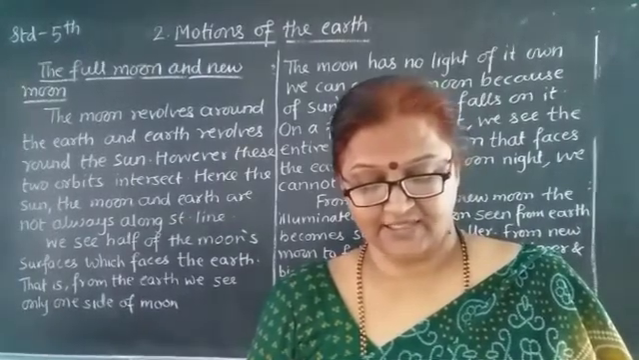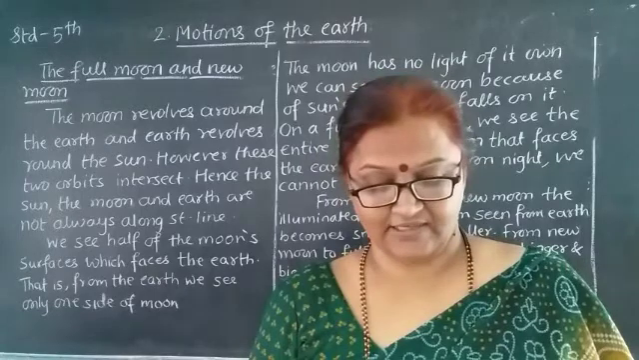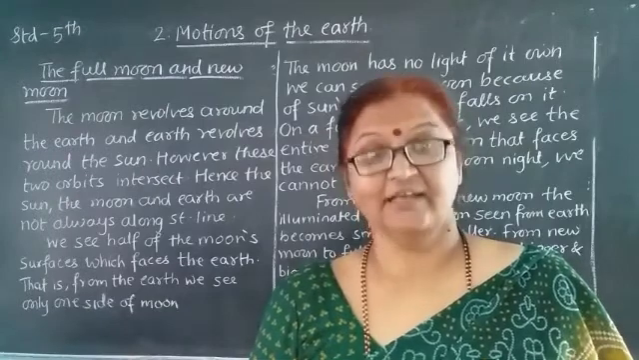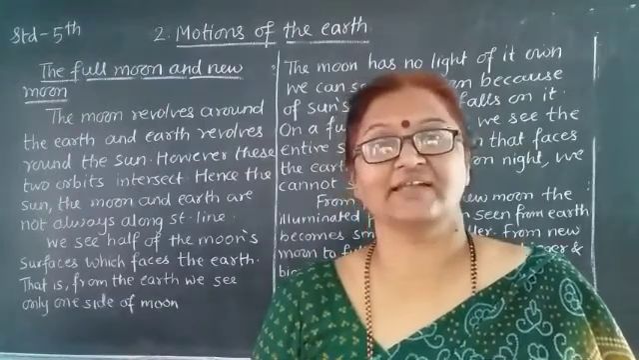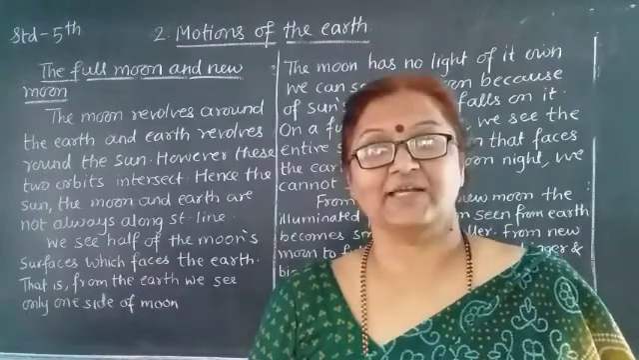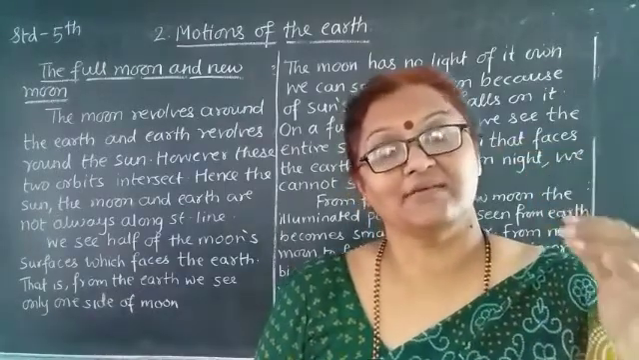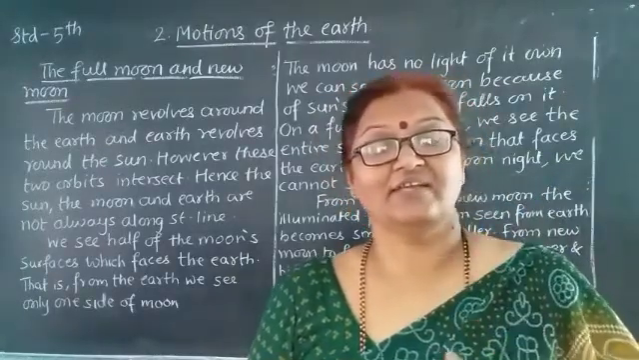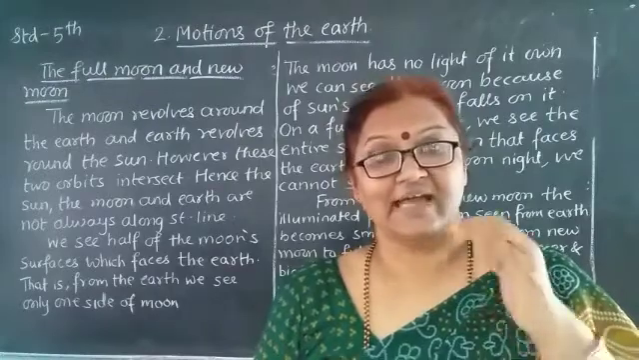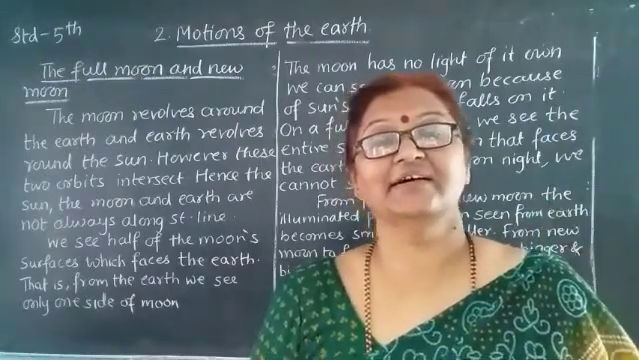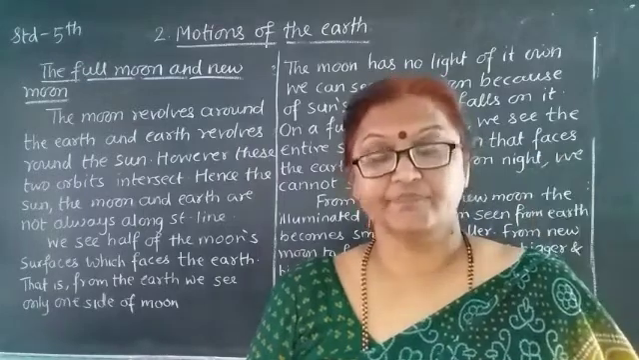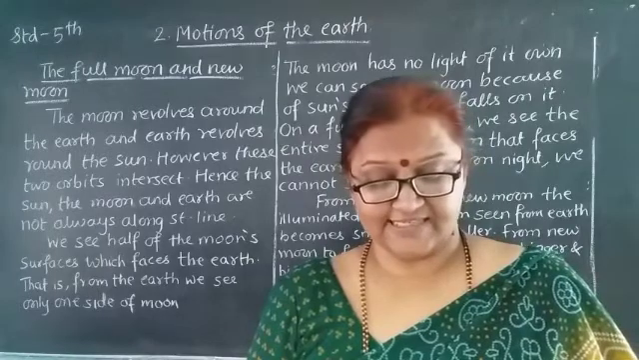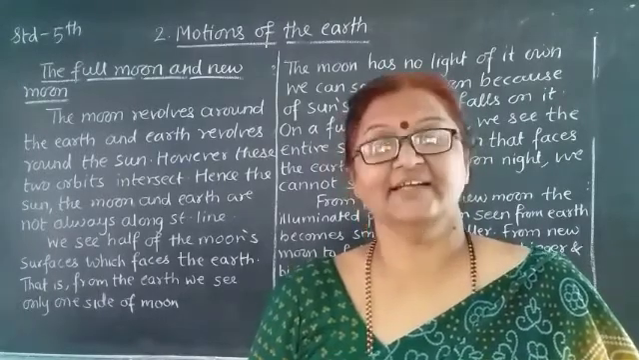In this period, in the northern hemisphere, the nights are longer. Therefore, it is winter there at that time. That means whenever there is summer on the northern side, there will be winter on the southern side, and whenever there is summer on the southern side, there will be winter on the northern side. The northern hemisphere gets less heat and it is winter there.